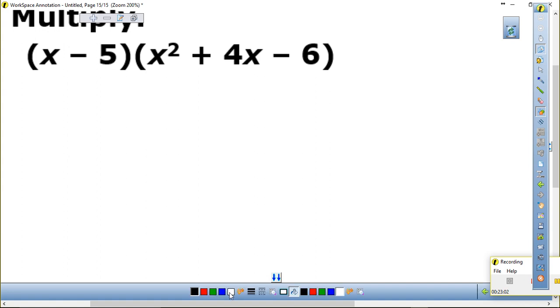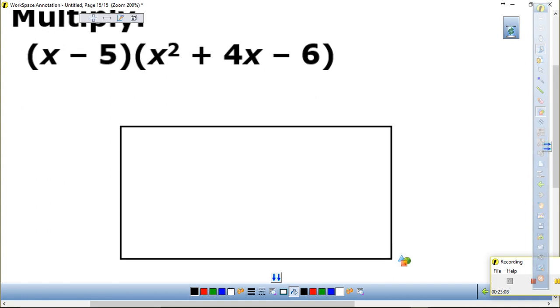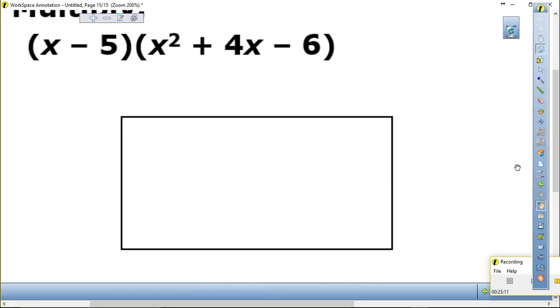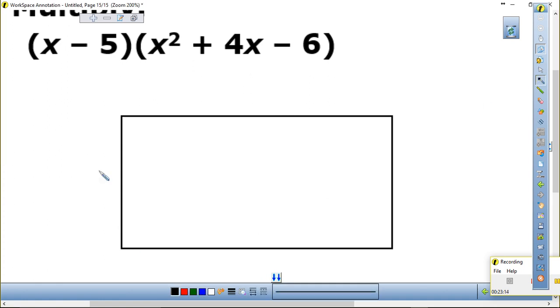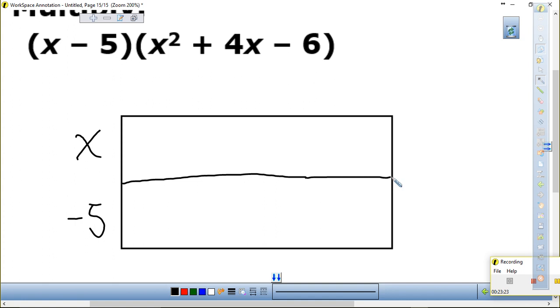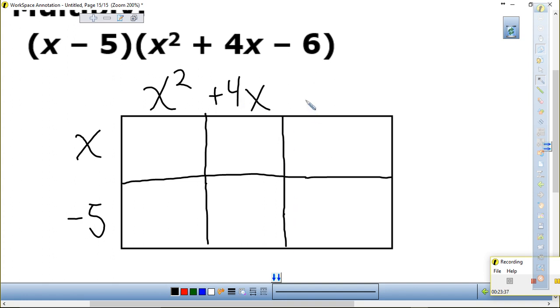So draw your rectangle, but I want you to make a bigger rectangle, a little bit longer than the other, like so. There it is. So what do we write on the height? We write x and what else? Negative 5 right here, right? And then we draw one line across, nice and straight like mine. There it is. And on top we write x squared, and then you draw a line down, plus 4x, draw another line down, and then minus 6. So what do you guys notice now? Now we have 3 different partitions for each top and bottom, right?